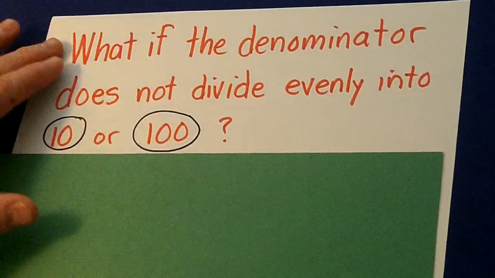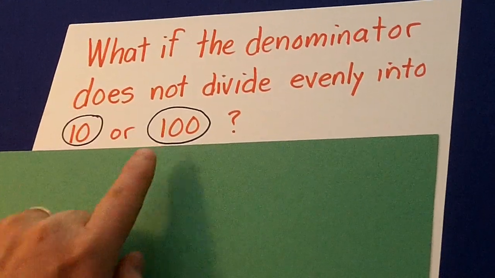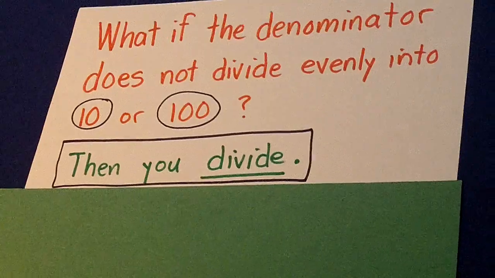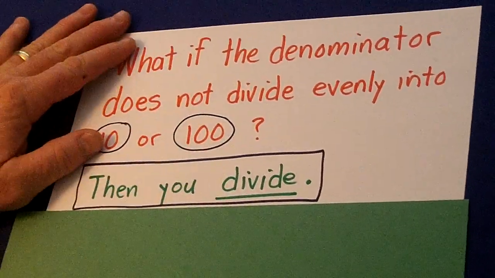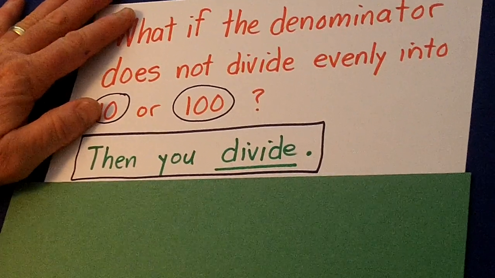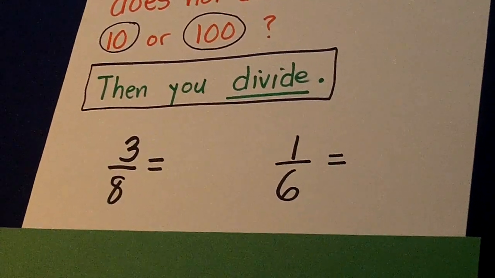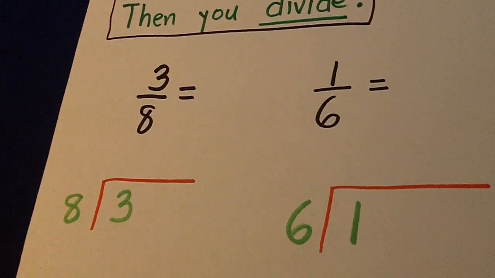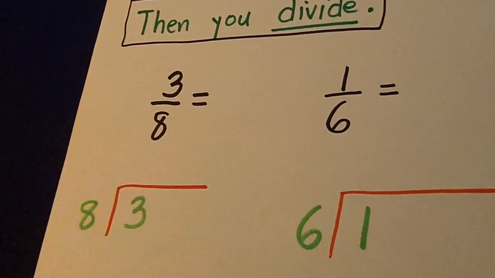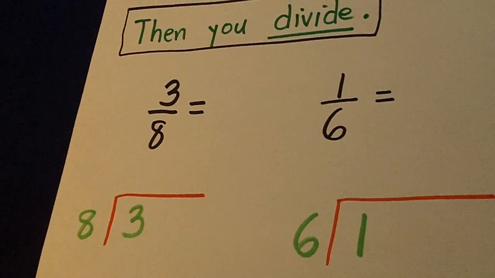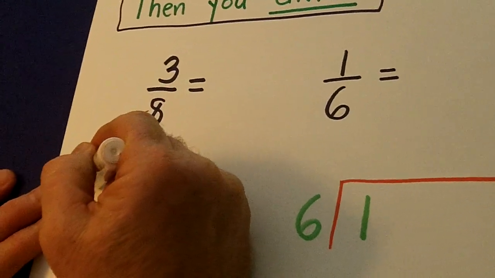What if the denominator does not divide evenly into 10 or 100? Well, then we divide. And guess what? It's something we don't like to do. It's long division with decimals. Ooh, yuck. But it's what we have to do. Let's take 3/8. Can 8 go into 10? No. Can 8 go into 100 evenly? No.